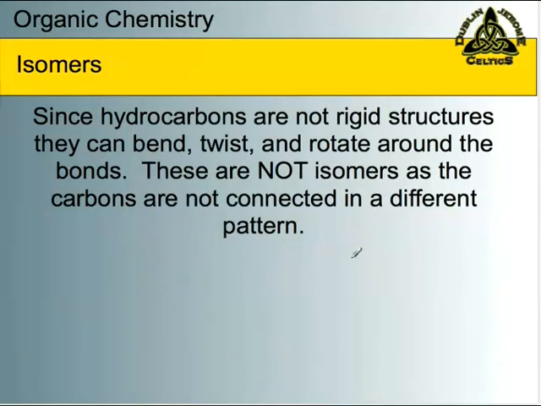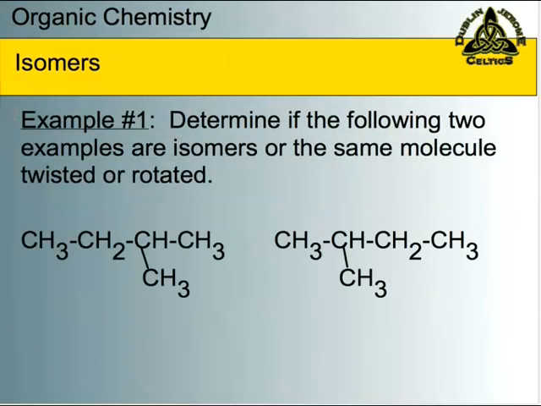However, since hydrocarbons are not rigid structures, they can bend, twist, and rotate around the bonds. Those are not isomers. That's the hardest part of this whole lesson, figuring out the difference between what is an isomer and what's not, because pretty much these carbons are not connected in a different pattern. So here's an example. Determine if the following 2 examples are isomers or the same molecule twisted or rotated.